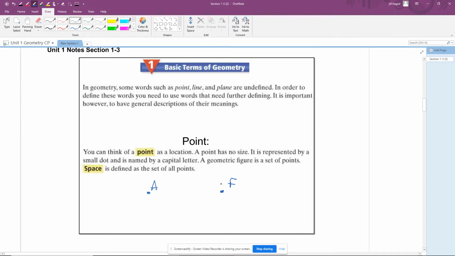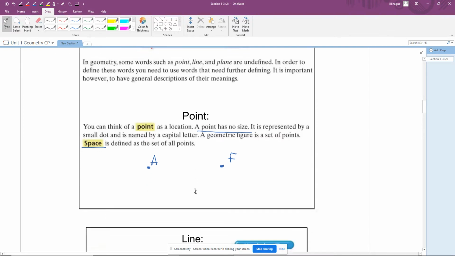Now the set of all points is called space. So maybe the space in the room I'm in right now is the set of all points in this room. That's how we define space. The other important thing to remember is a point doesn't have any size. In terms of geometry, a point doesn't take up any space itself. That's a little weird to think of, like how can all the points in a room be in a room if they don't take up space? But don't try to think of it too literally. That's what we're talking about.